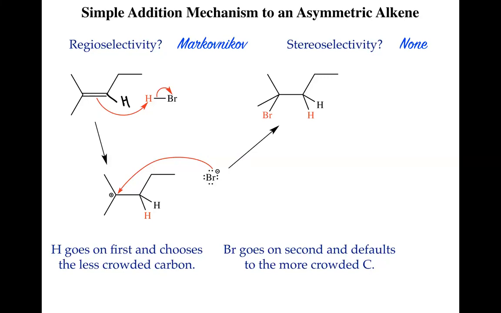So for every addition reaction, you're going to have to first figure out which carbon the bulkier group goes to. My regioselectivity: is it Markovnikov or anti-Markovnikov? And which side does it attack, top or bottom? So do I get R, S, or a mixture of R and S at that center? That will be your so-called stereoselectivity. Two-step reaction: H goes on first to the less crowded carbon, leaving Br to go on to the more crowded carbon.